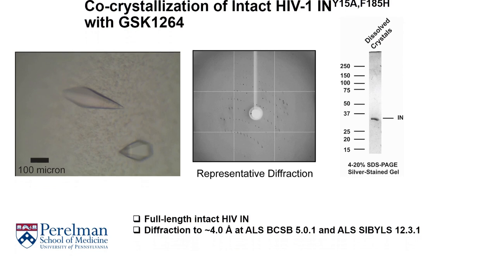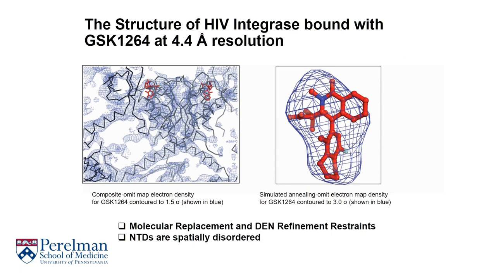We were able to solve this structure using molecular replacement with search models of the previously determined structure of the catalytic core domain and C-terminal domain, but notably not the N-terminal domain. The structure was refined using deformable elastic network, DEN, restraints, as implemented in the program CNS. To refine this structure, we used our previously determined high-resolution structure of GSK1264 bound to the catalytic core domain dimer, as well as the C-terminal domain from the two-domain integrase structure from the 2001 Stroud study as structural restraints.